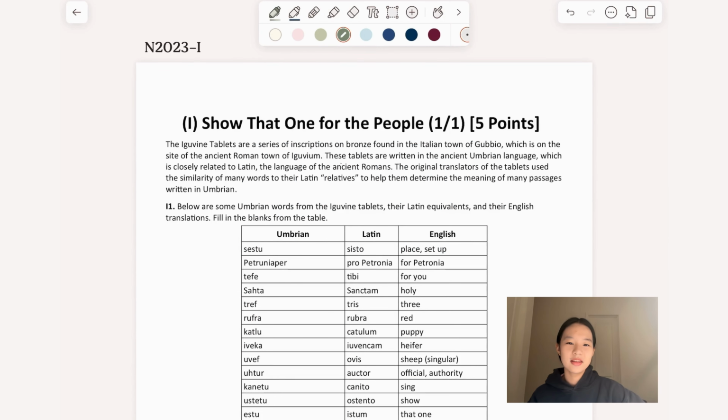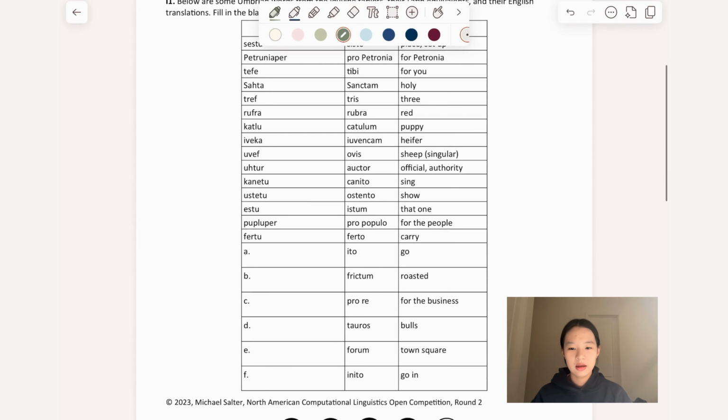Hello, this is Anne, and today I'll be talking about Problem I from the 2023 NACLO Invitational Round. This puzzle is called Show That One for the People, and it is sort of a historical linguistics puzzle as we are given two languages, Umbrian and its close relative Latin, and we have to see what changes between the two. So this problem asks us to fill in 6 Umbrian words given their Latin equivalent.